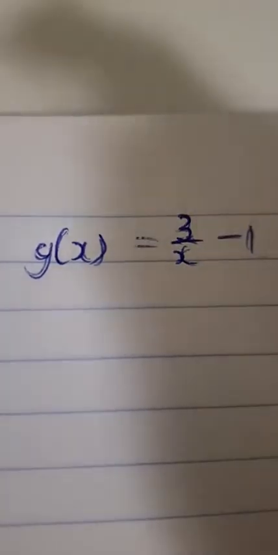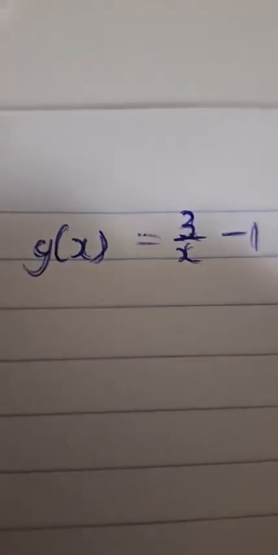What type of function is g of x is equal to 3 over x minus 1? Remember, for the grade 10 syllabus, there are 4 types of functions: 1, straight line or linear function; 2, quadratic or parabola function; 3, exponential function; or 4, hyperbola function. So what type of function is g of x is equal to 3 over x minus 1? Is it linear or straight line? Is it 2, parabola or quadratic?